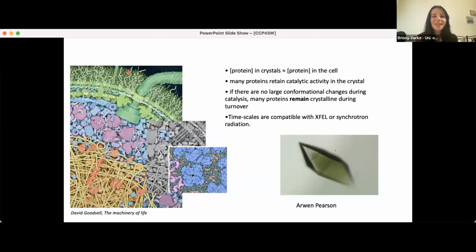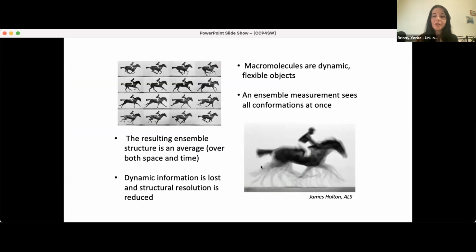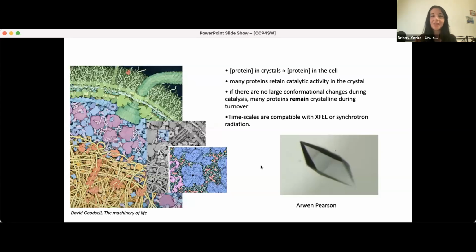So one thing that I always like to point out is that actually the dynamics that we're seeing inside a crystal can be related to what we see inside a cell. Although the cell is much more complex, we find that the protein concentration in our crystals is about the same as the total protein concentration in the cell. So we are in quite a constrained environment in nature. And we do see that many proteins retain their catalytic activity in the crystal.